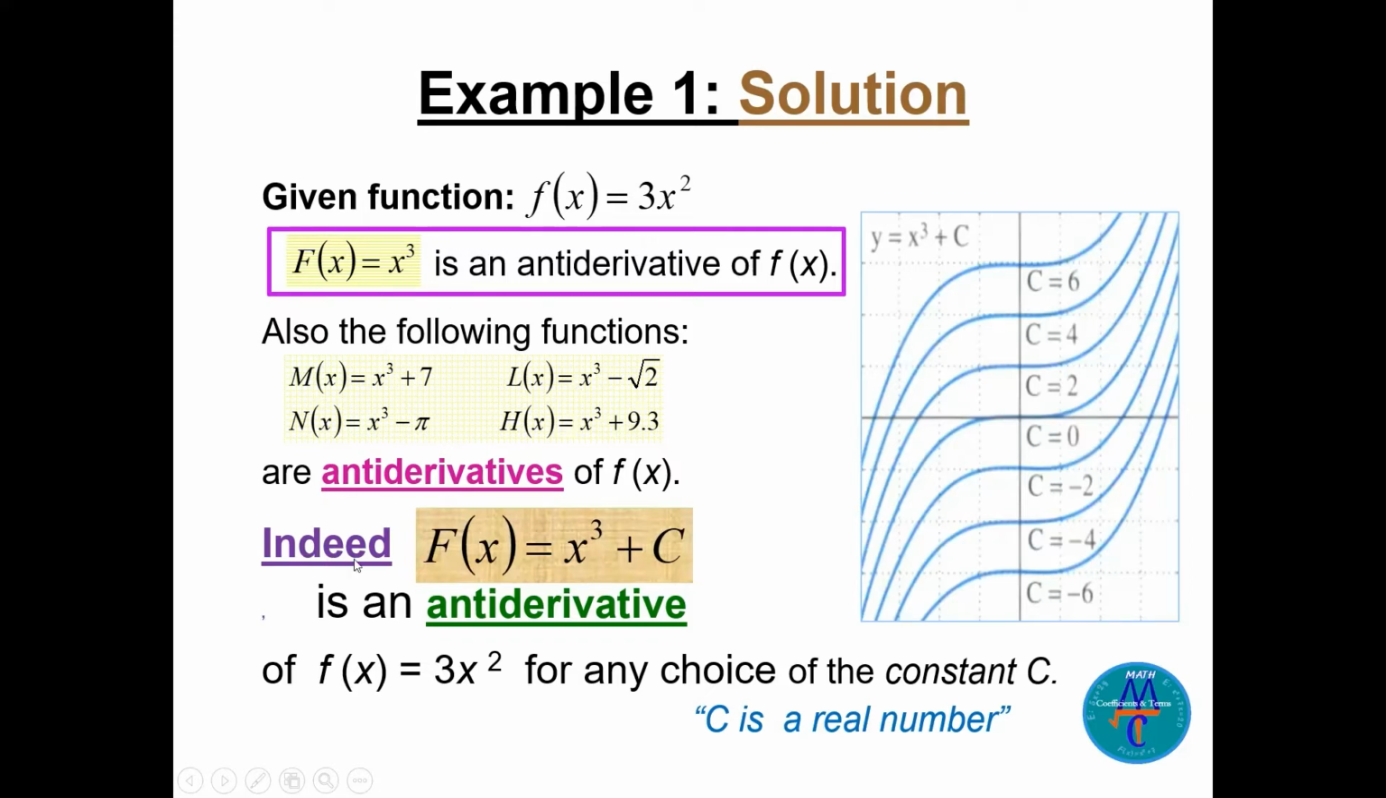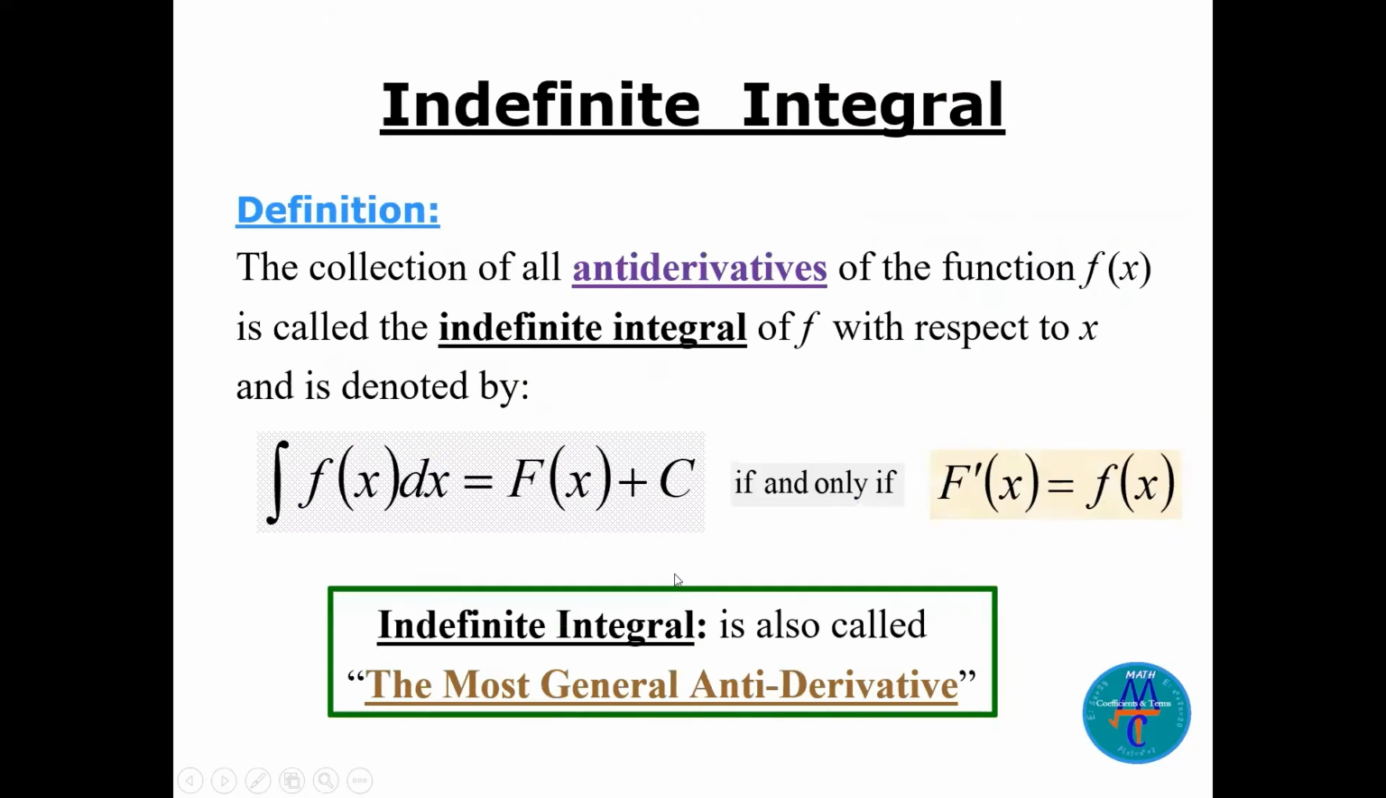You can have the antiderivative in general, it will be capital F of x equals x cubed plus c. See, c is a constant here. It can be any number: 2, 4, 1, 0, 3, 1.6, square root of 2, square root of 7, half. So c is any real number. So this is the antiderivative in general, x cubed plus c.